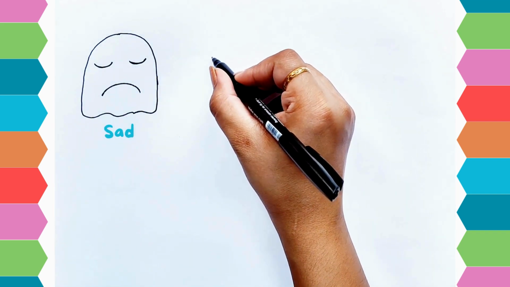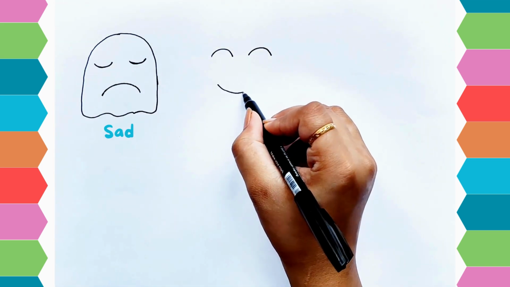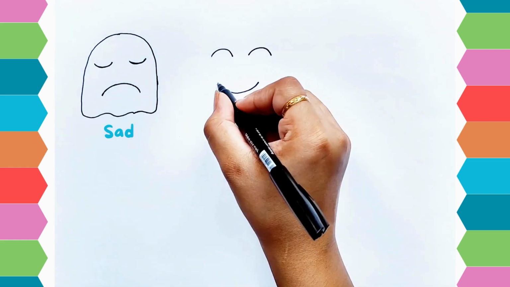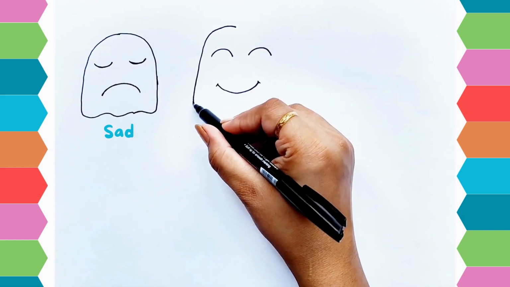Now, I am drawing a happy expression. For happy expression, I am making the eyes closed and curved and a wide smiling mouth. Our BooBoo is happy because he saw a rainbow in the sky.